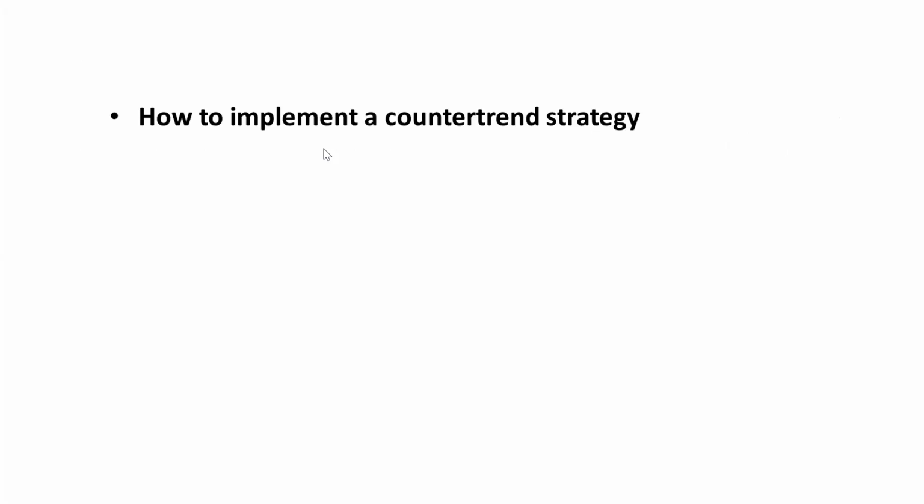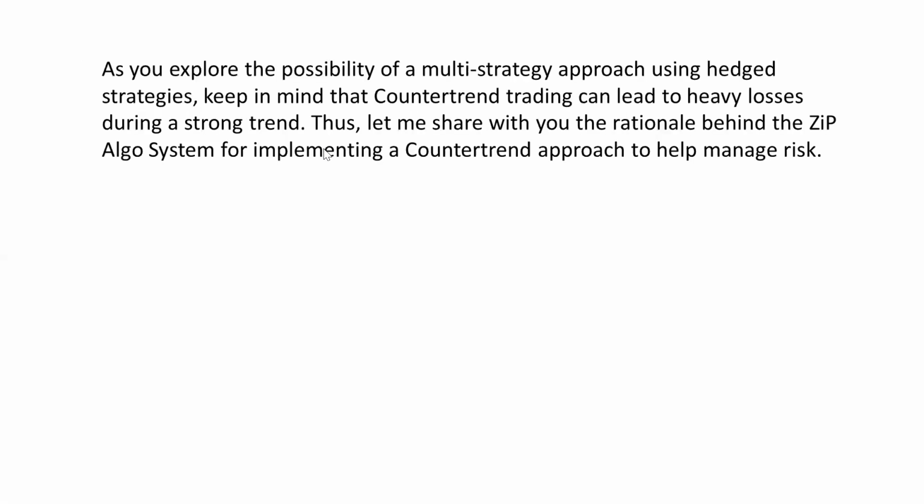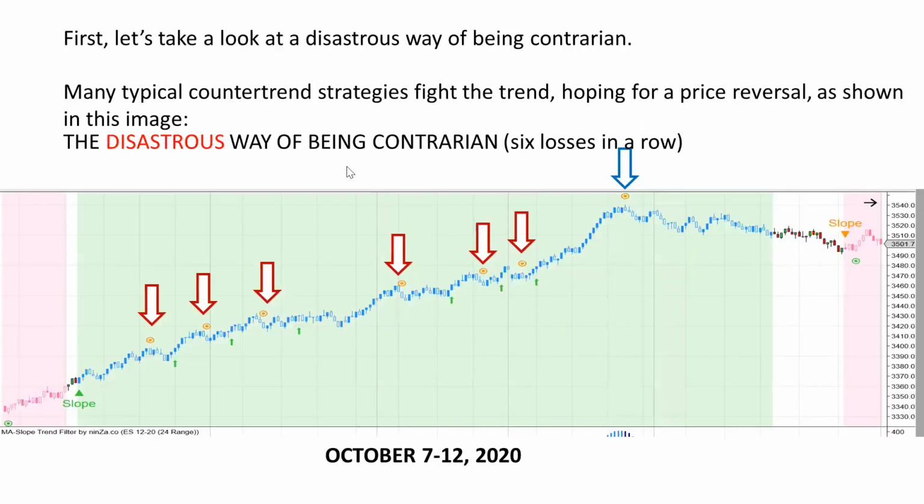Now, an important thing about running multiple strategies with the objective of hedged strategies is to implement countertrend. So we'll discuss the possibility of a multi-strategy approach using hedged strategies. However, keep in mind that countertrend trading can lead to heavy losses during a strong trend. Let me share with you the rationale behind the Zoom-in Profit Algo System for implementing a countertrend approach to help manage risk. Let's take a look at a disastrous way of being contrarian.